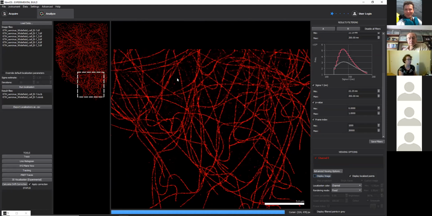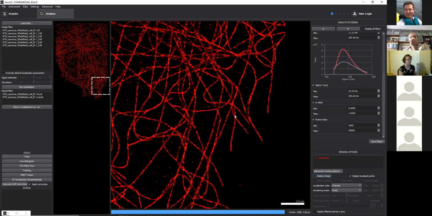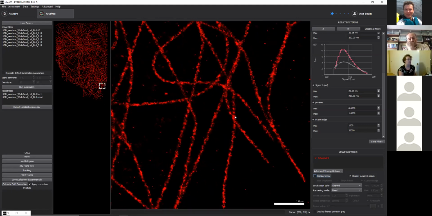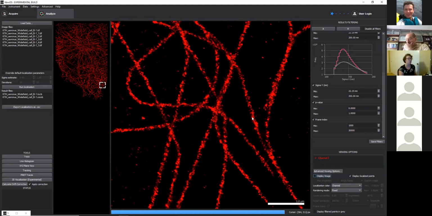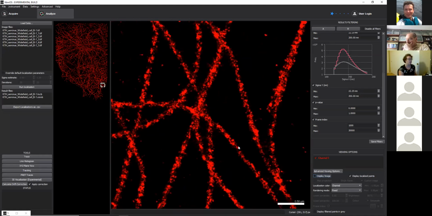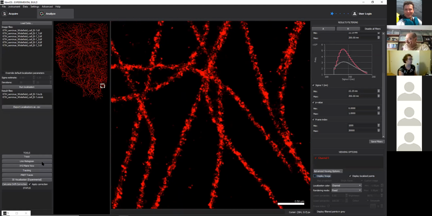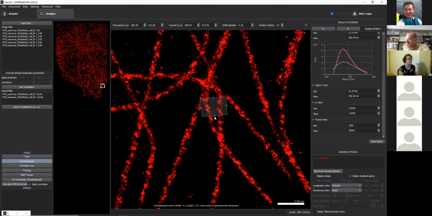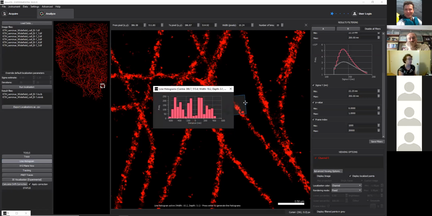Okay, so I'll just show you a few other locations in the sample so you can get an idea of what this looks like. So for example, here, if we want to look at this intersection, again, we can draw that line histogram. Maybe we want to look at all 4 of these microtubules. We can look at it here.